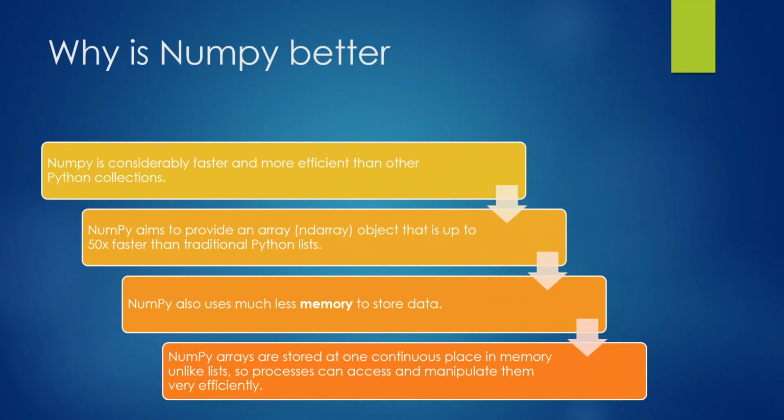But NumPy arrays are stored together continuously in one place, and that is why the processes to access and manipulate them are very efficient and very fast. This behavior is also called locality of reference in computer science, and this is the main reason that NumPy is so fast.